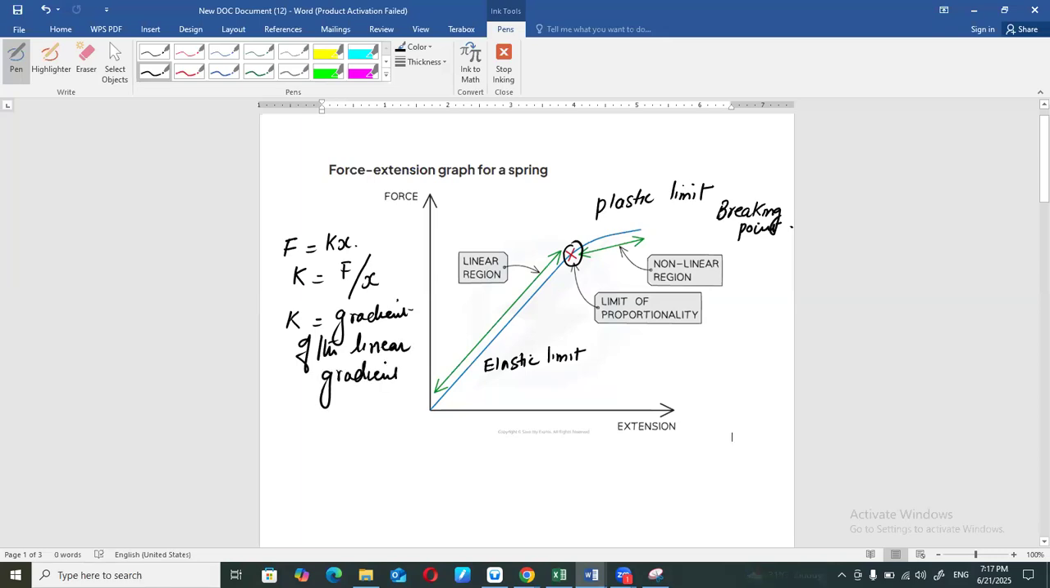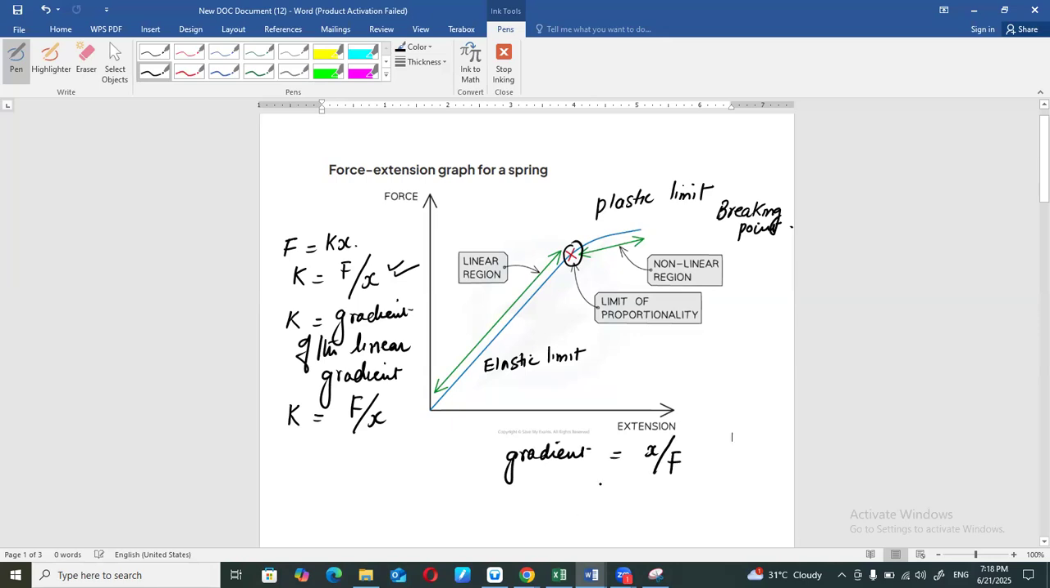What will be the gradient of the linear graph? It will be F upon X, because F is Y and extension is X. What if the graph is like that, in which your x-axis will be force and your y-axis will be extension? Now we know that the value of K is F upon X. In that case, your gradient will be X upon F.